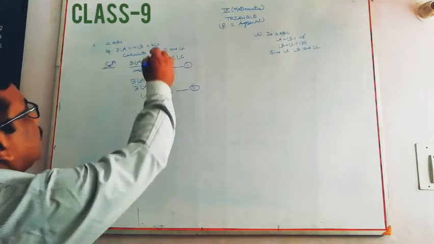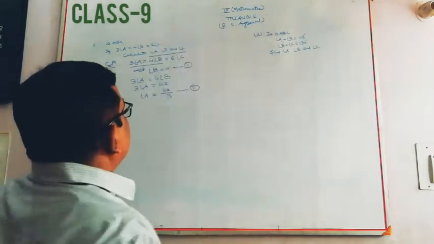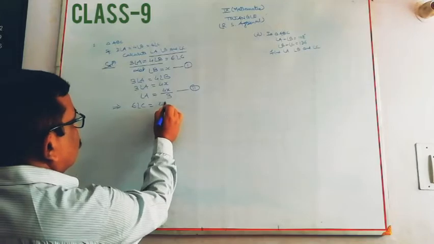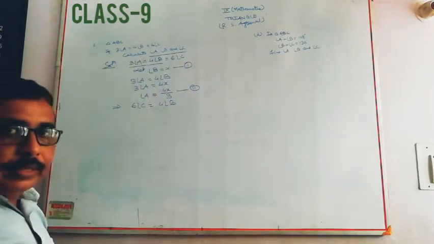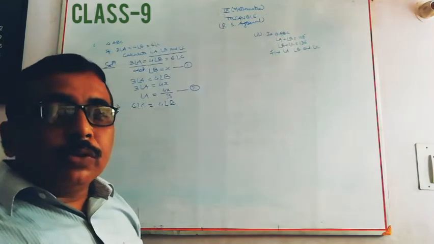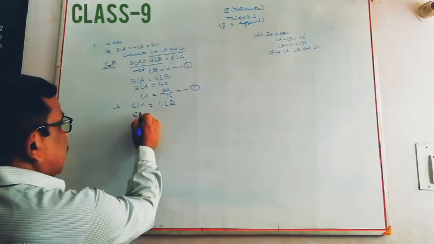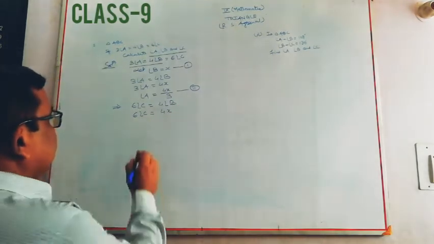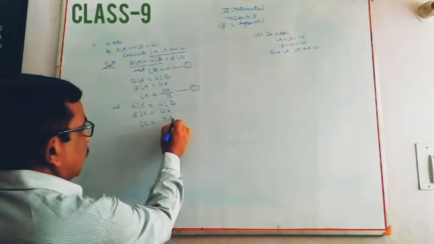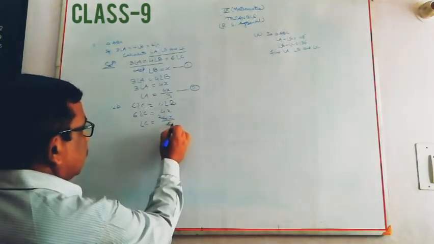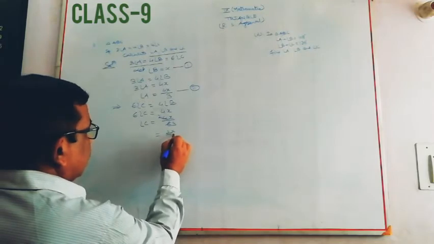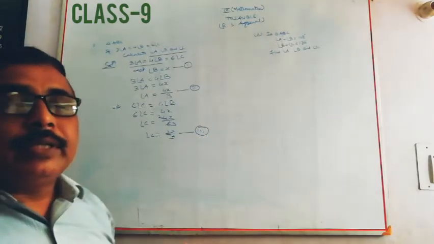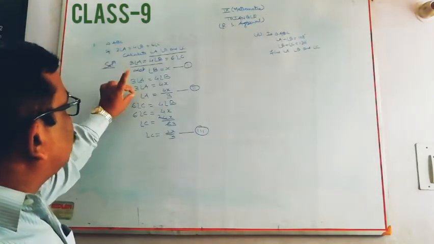Then after, I write 4 angle B is equal to 6 angle C. Also I write 6 angle C is equal to 4 angle B, why? These are equal. Then you find the value of angle C. 6 angle C is equal to 4x, because B is equal to x. Then angle C is equal to 4x by 6, in simplest term 2x by 3. That is the value of angle C with term x. It means I find the value of A, B and C.